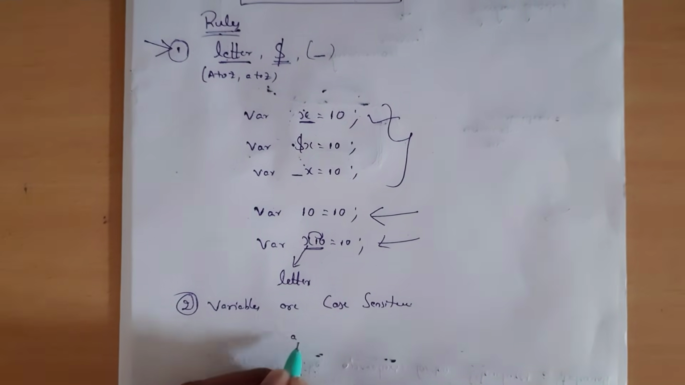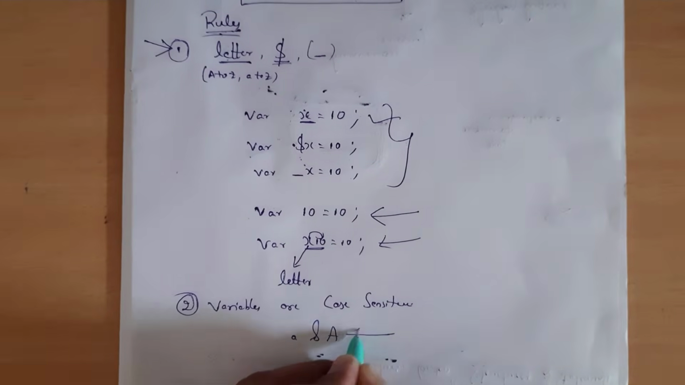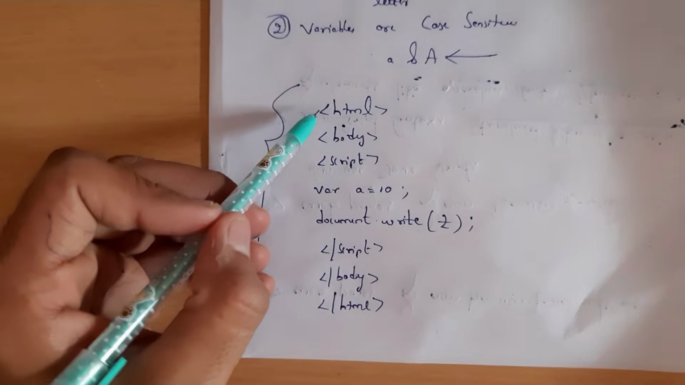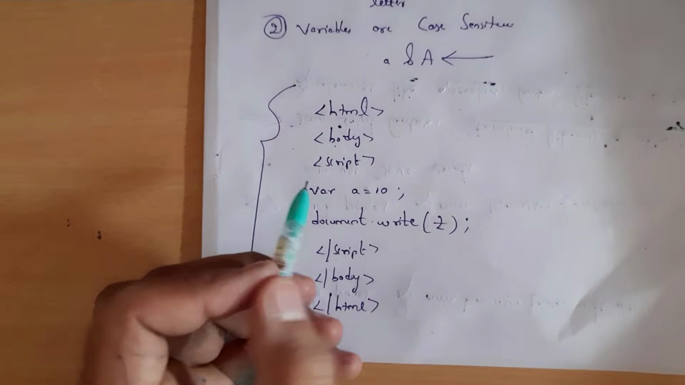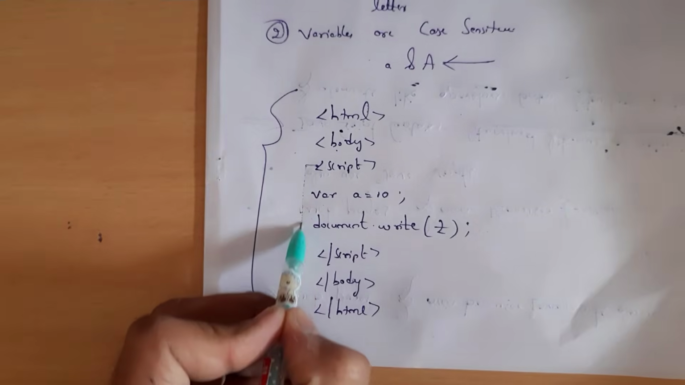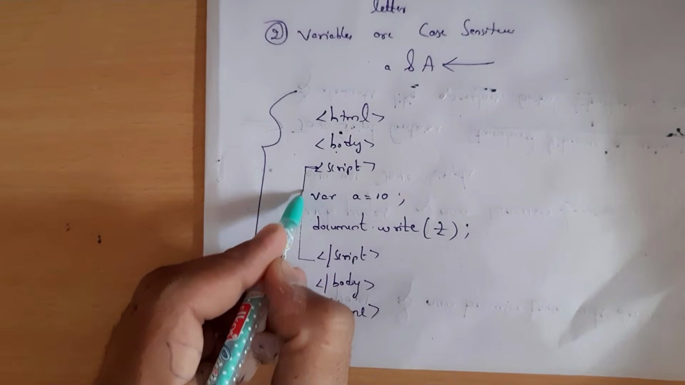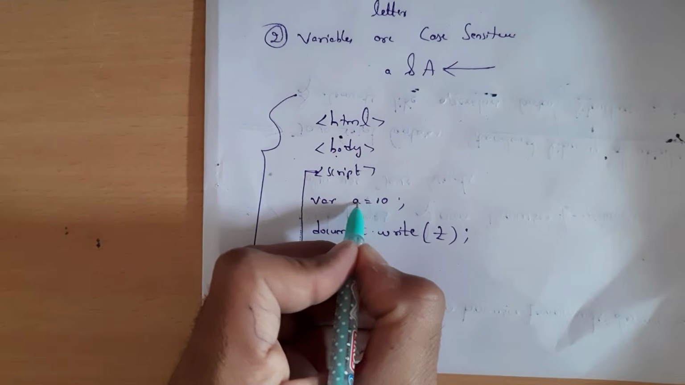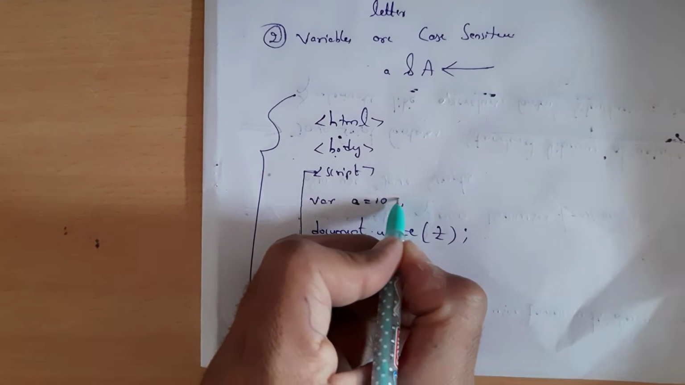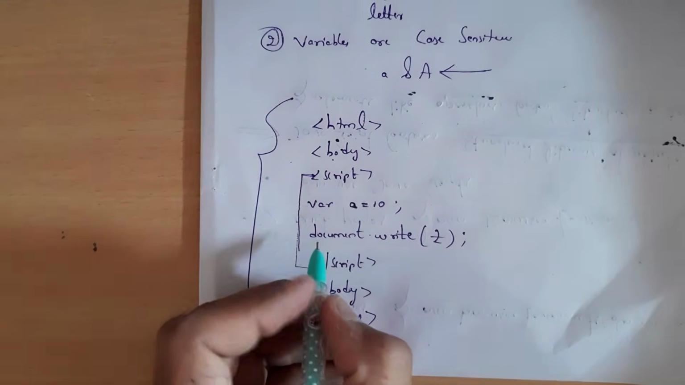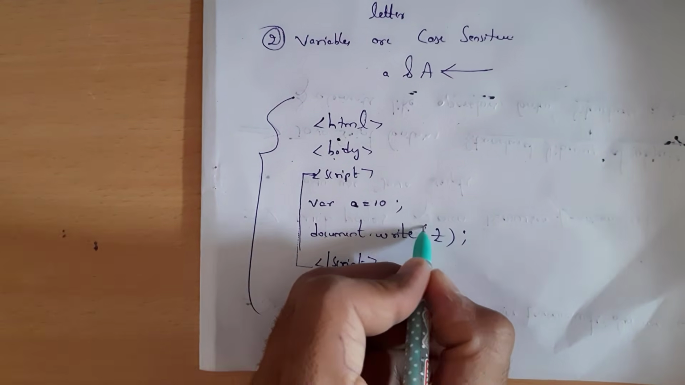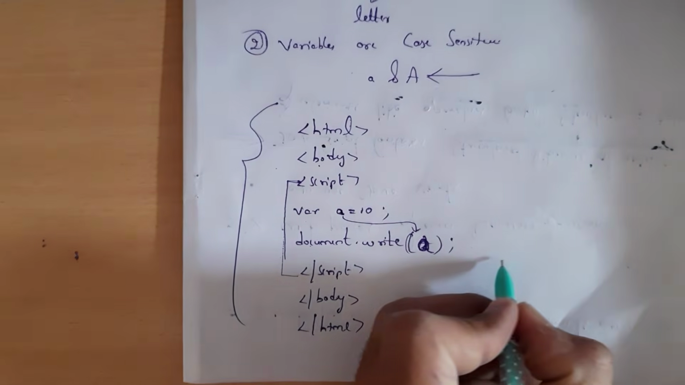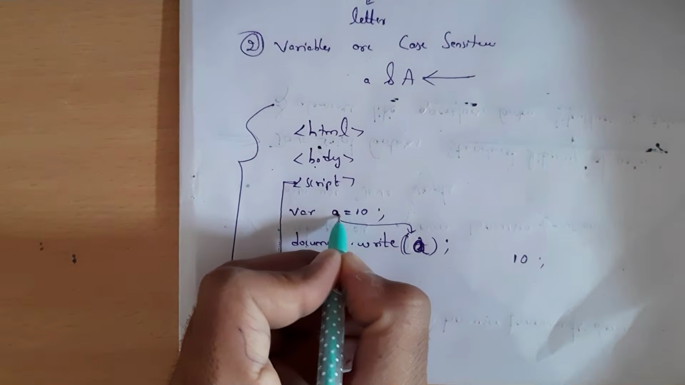It means both small a and capital A are different. This is the meaning of case sensitive. This is a small program of JavaScript variables. Inside HTML, I wrote the body tag. Inside the body tag, I open the script tag because we are writing JavaScript. Inside the script tag, I wrote variable with the name A and value 10. Variable A equal to 10. And document.write of A. So it will print the output of A. The output is 10 because the value of A is 10.